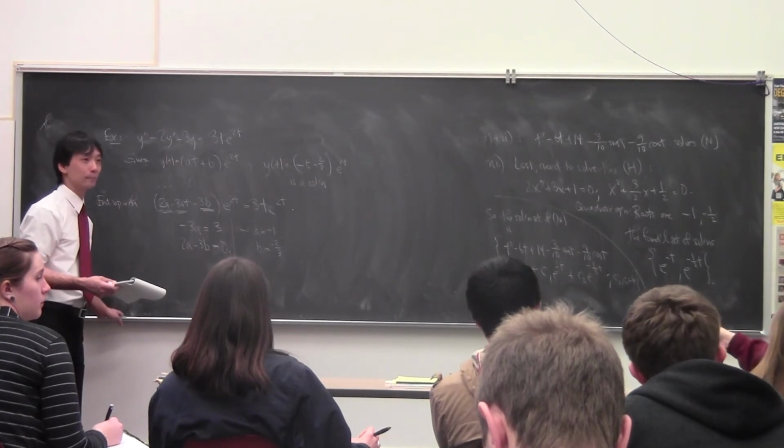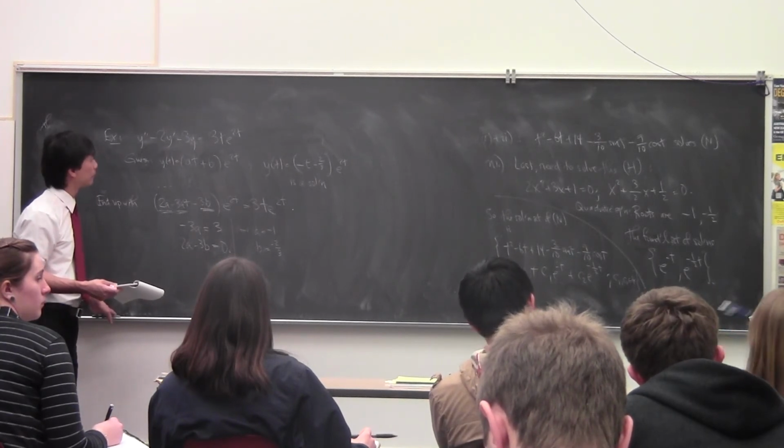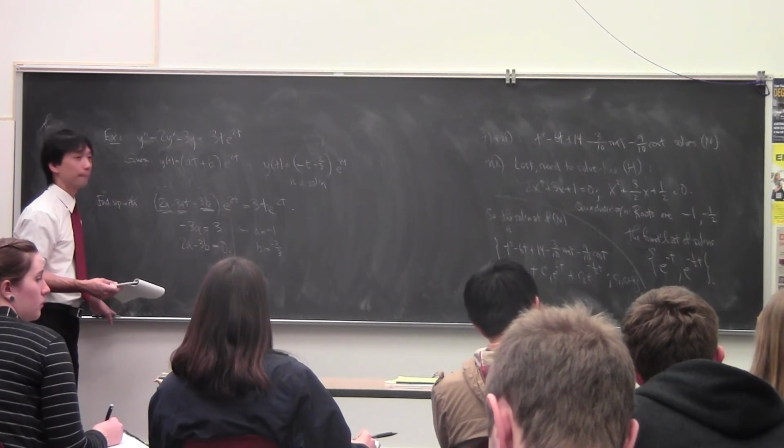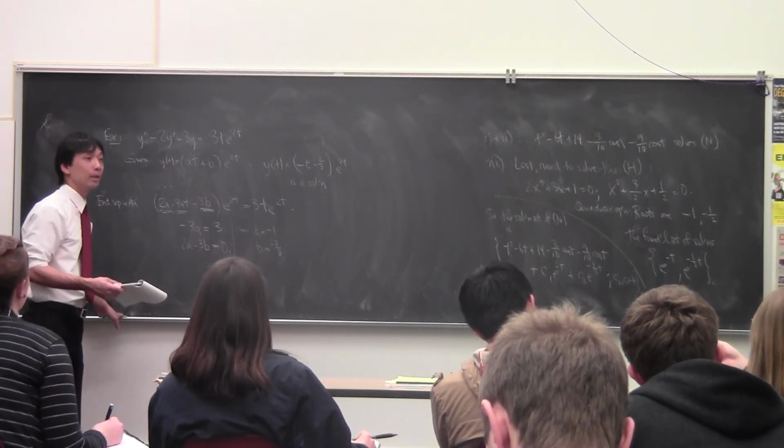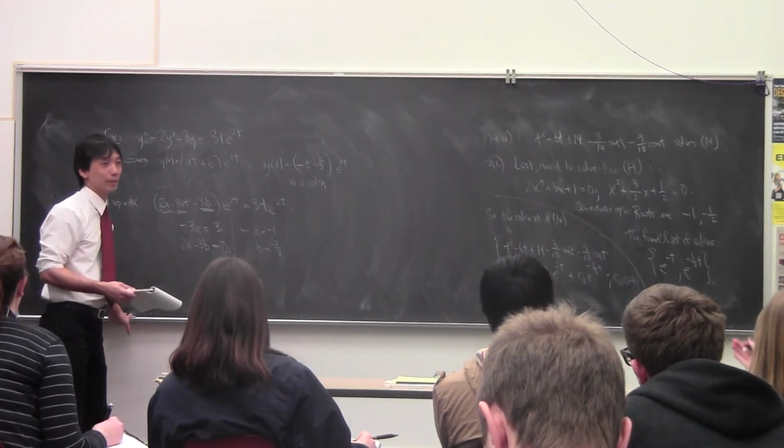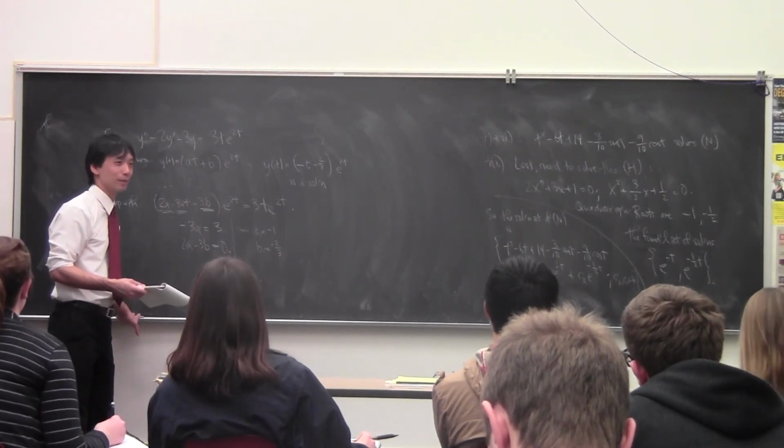If we're guessing like (at plus b) times e to the whatever t, will that pretty much always be a solution for anything of exactly that form, something times t e to the power? Exactly.